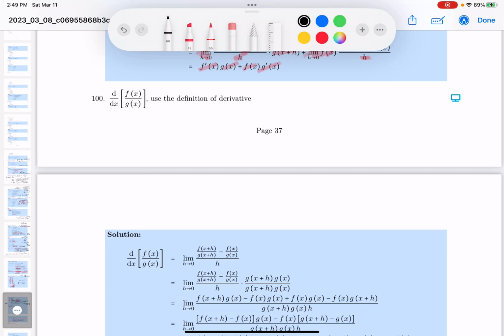All right, so this is the 100th problem, and it's the quotient rule. And I do know the quotient rule, by the way. Most students do know that, by the way. The quotient rule over here, what's it going to produce? Well, the bottom will be squared.